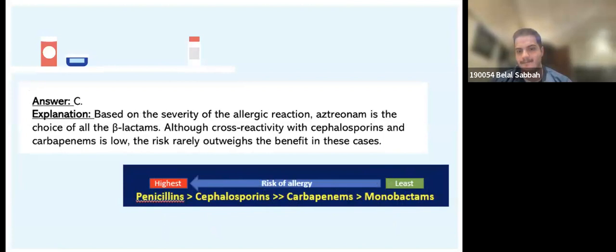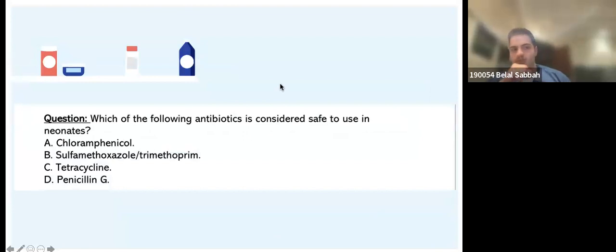All right, so it's a nice little thing. Just try to memorize: penicillins, bad. Cephalosporins, bad. Carbapenems are okay, but monobactams are the best. So, which of the following antibiotics is considered safe to use in neonates?